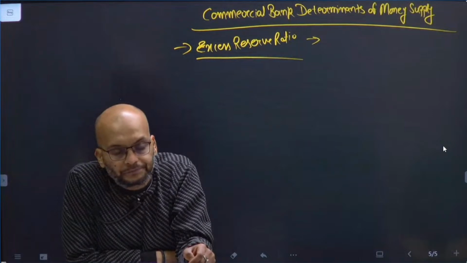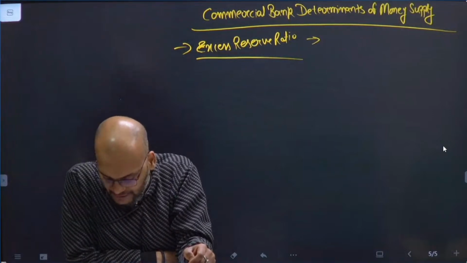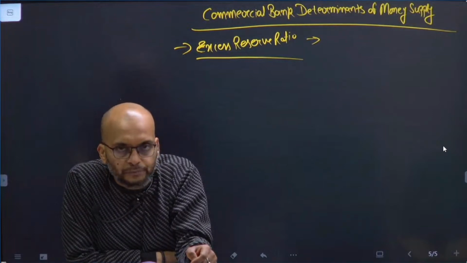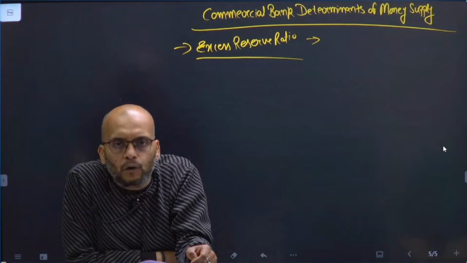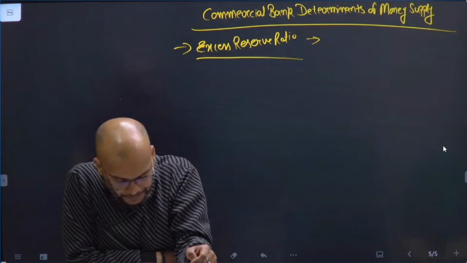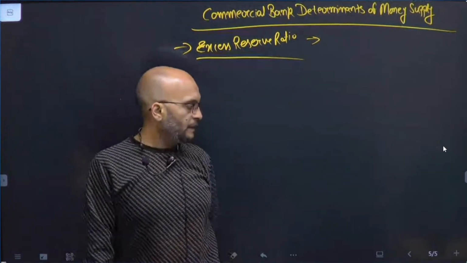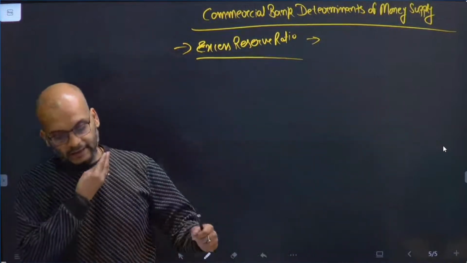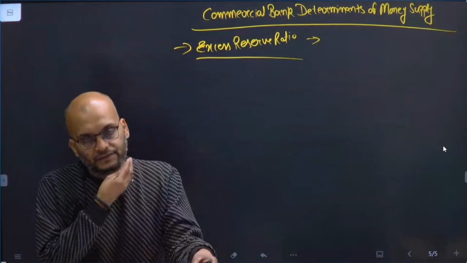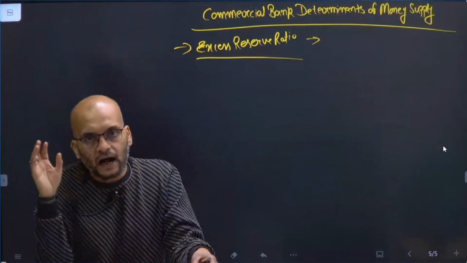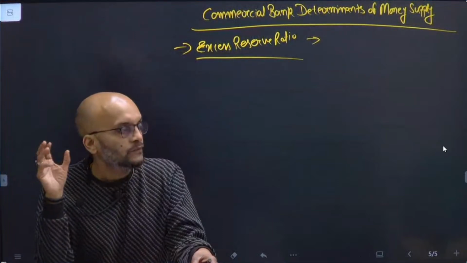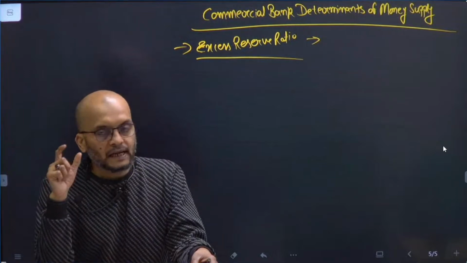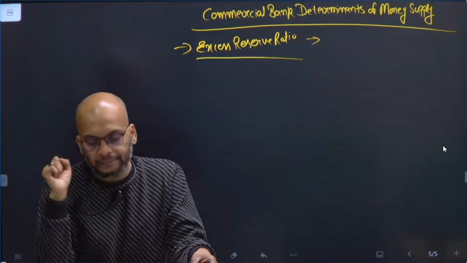Full stop, write down. Higher excess reserve ratio reduces the amount of loan, thus reduces the money supply.